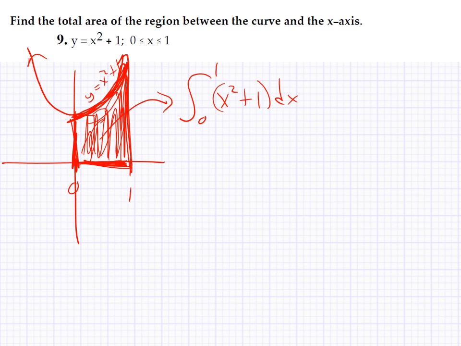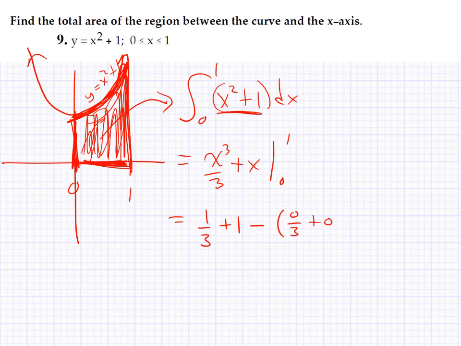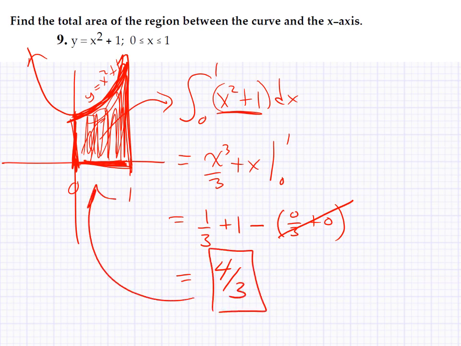Now, as far as the definite integral goes, the idea is first we need to find the antiderivative of this. That's pretty easy. It's going to be x cubed over 3 plus x. Remember, no plus c needed here. Then we're going to evaluate it between 0 and 1. So I plug 1 in, which will give me 1/3 plus 1, minus I'm going to plug in 0, which will give me 0 over 3 plus 0. So that's just 0. So 1/3 plus 1 is 4/3. So that area right there is 4/3.